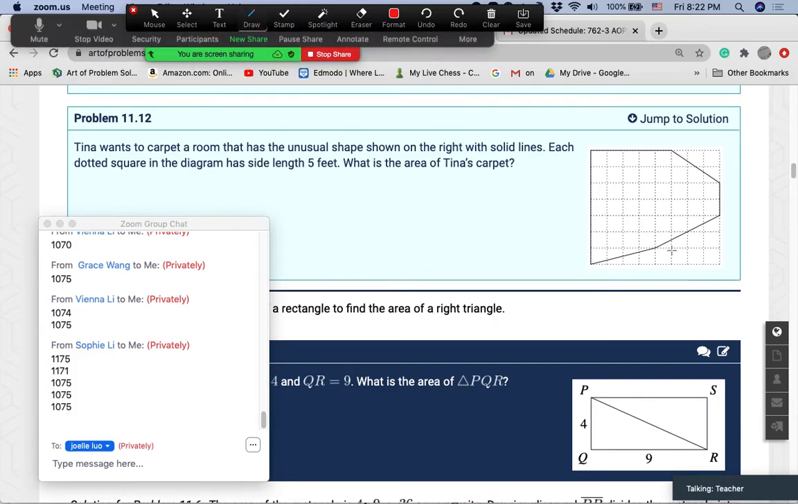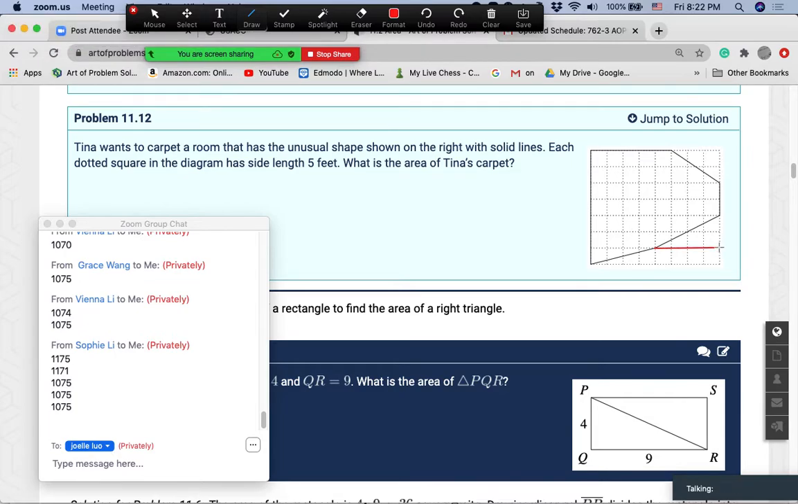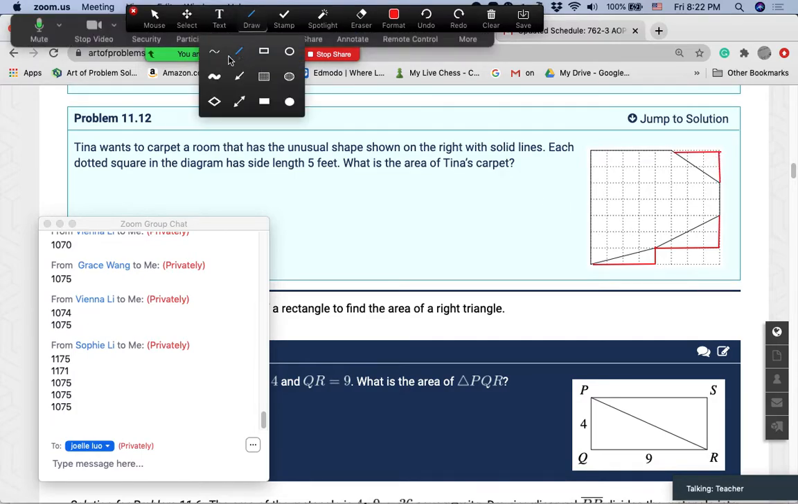You draw here to here. Then here to here, that's a rectangle, right? Then you can draw here to here. This is the rectangle. Now, this one, right? So now let's calculate this.